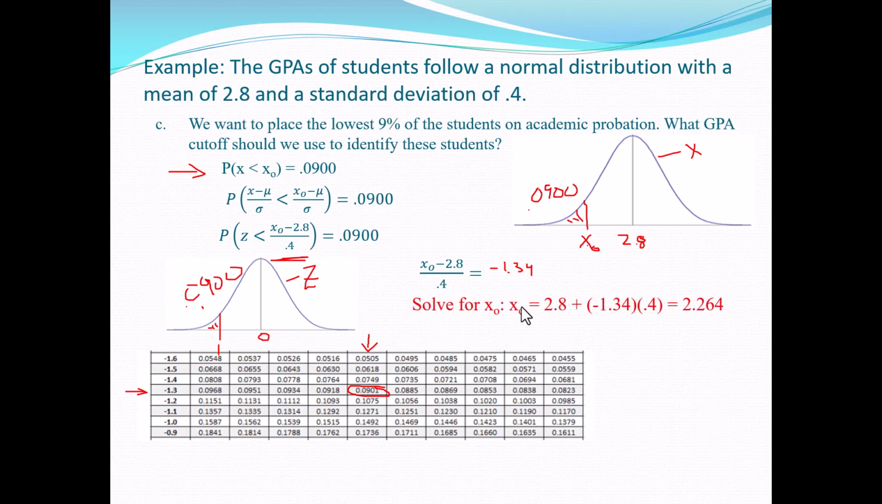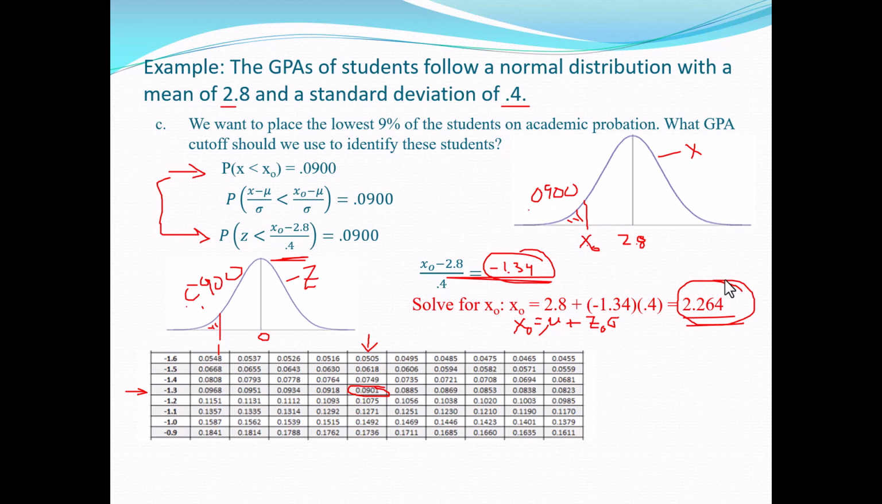So now I've got to solve for x naught. Turns out you solve for x naught, it's mu plus z naught times sigma. The mean and standard deviation I told you up here, 2.8, 0.4. I'm looking for the value of x that is 1.34 standard deviations below the mean. I'm looking for this number right here. That's the GPA that identifies the lowest 9% of all student GPAs. Start with a normal, change it to a standard normal, get your standard normal answer, and now I've got to change it back. I've got to untransform it. It's a great problem.